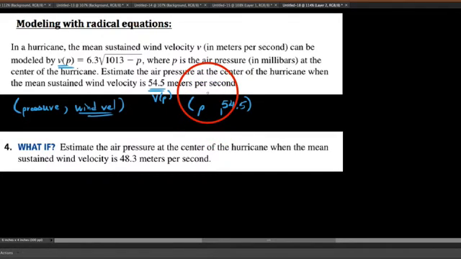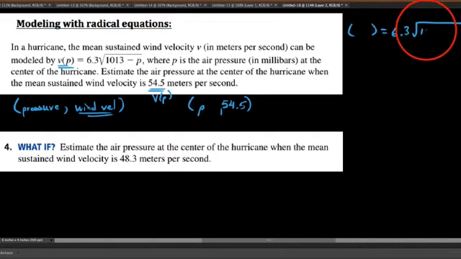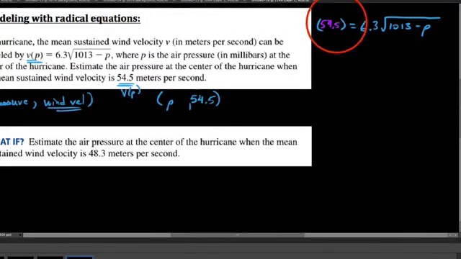The interesting thing is, the faster the wind moves, the lower the pressure. The slower the wind moves, the higher the pressure. It's a weird situation. I won't go into it, but what I will say is this. Given our model, if we're given v of p, 54.5, all we are really going to do is plug that in for our velocity value. We're going to work backwards to solve for the value of p, which is inside this radicand here. So let's plug in our 54.5, the average wind velocity, and we're just going to solve this.